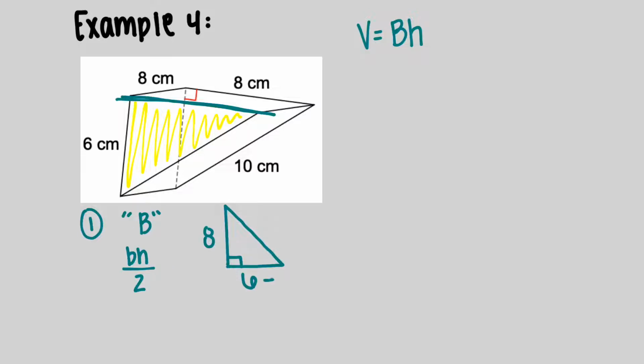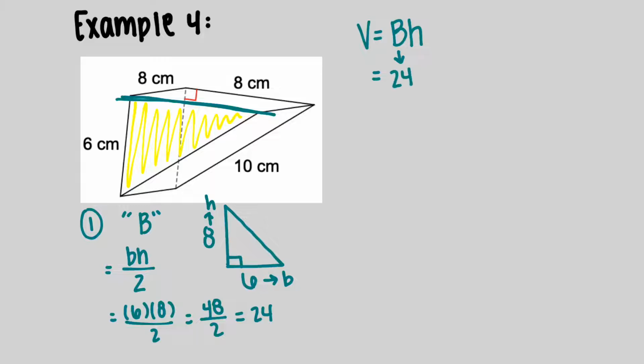So of course, 6 is going to be my B, my base, and 8 is going to be my H, my height. So I'm going to plug into this formula that I have for the area of the base. I end up with 6 times 8 divided by 2. 6 times 8 gives me 48. And then your last step is to divide that by 2 to give you 24. So when I come back to my volume formula, I have figured out that this capital B, the area of the base, is 24. I'm going to put it in parentheses because I still need that H, that height.